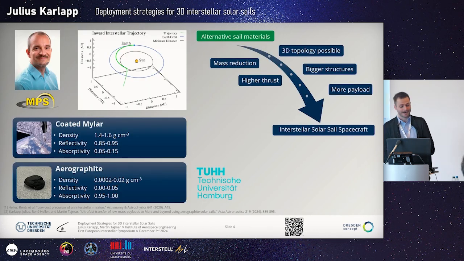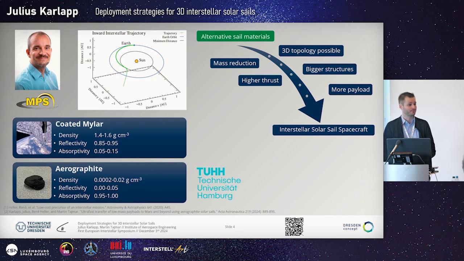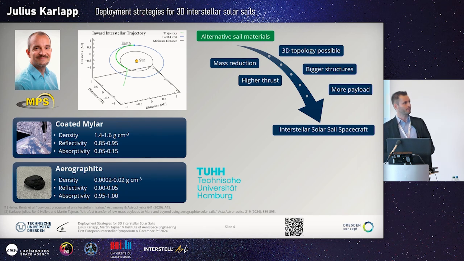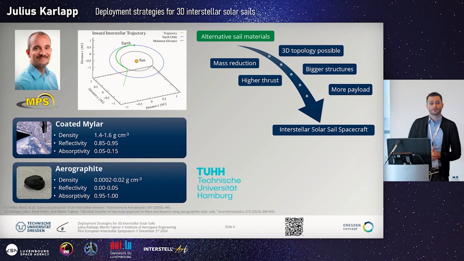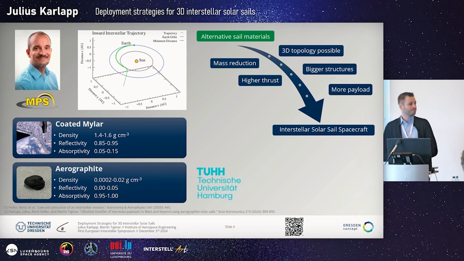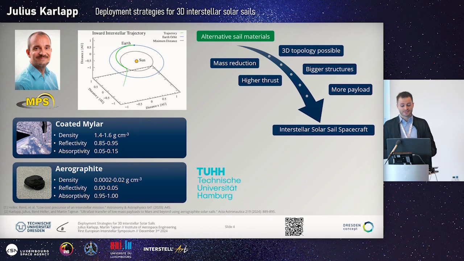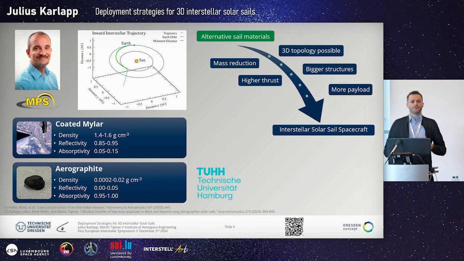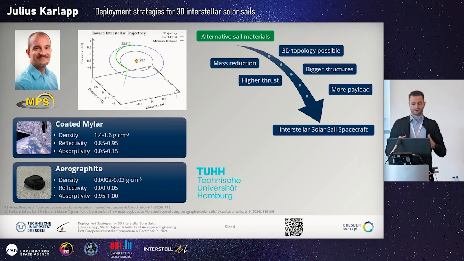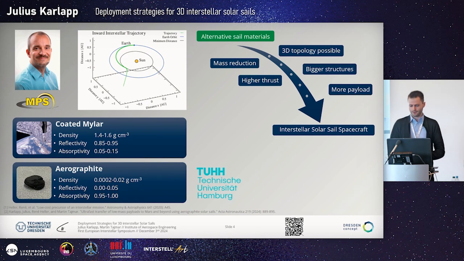Let's start from the beginning. In 2020, a colleague of ours, Dr. René Heller from the Max Planck Institute of Solar System Research in Germany, published the idea to use a material called Aerographite to build a light sail to go to Proxima Centauri. Aerographite is a carbon-based material that stands out due to its microscopic and porous network structure, which leads to a very low density, especially for solid materials. This material is currently researched and produced at the Material Science Department at the Technical University of Hamburg.